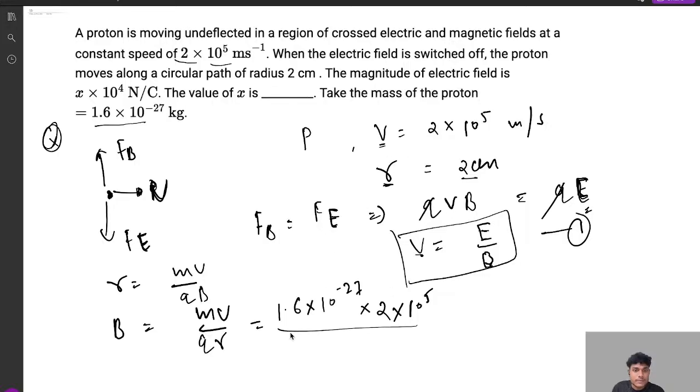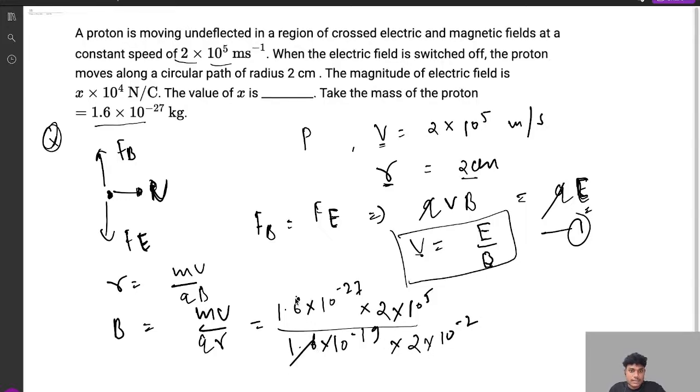Okay, so what is our q? What is the charge on proton? That is 1.6 × 10^-19. And what is our r? That is 2 × 10^-2. On solving, this cancels out this, and 2 cancels out this 2, and 19 and 2 make 21, and 21 and 27 give 10^-6, and B comes out to be 0.1. I think it's 0.1. Okay, so B comes out to be 0.1.